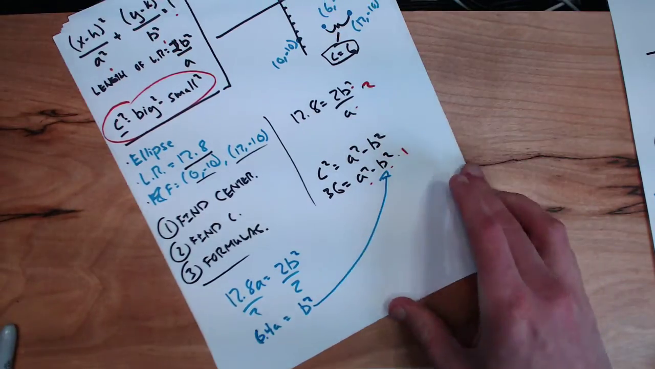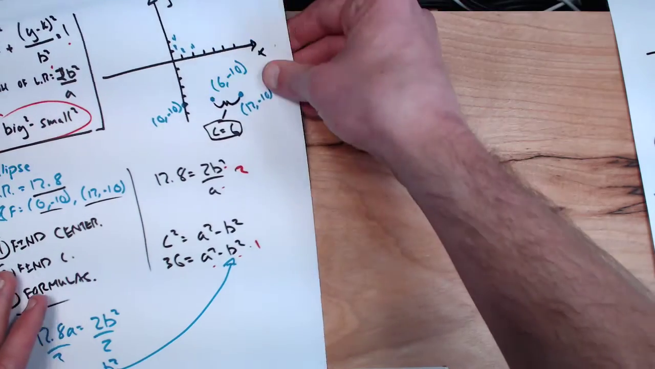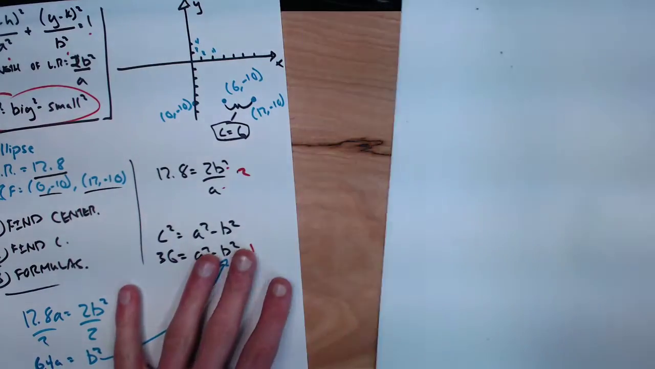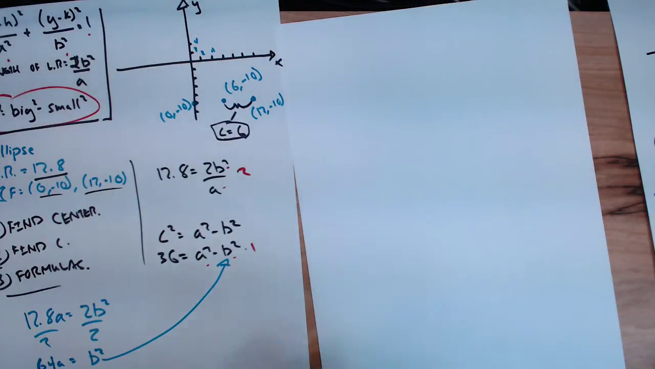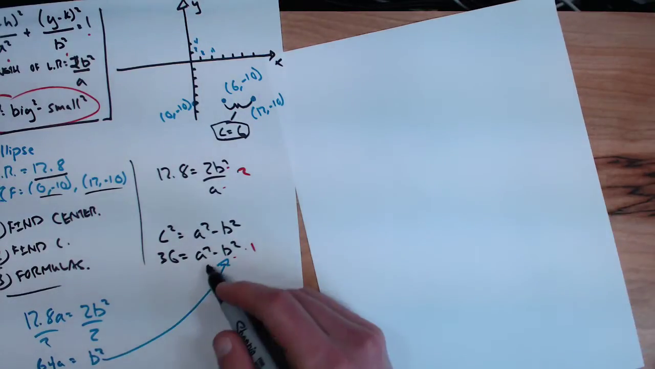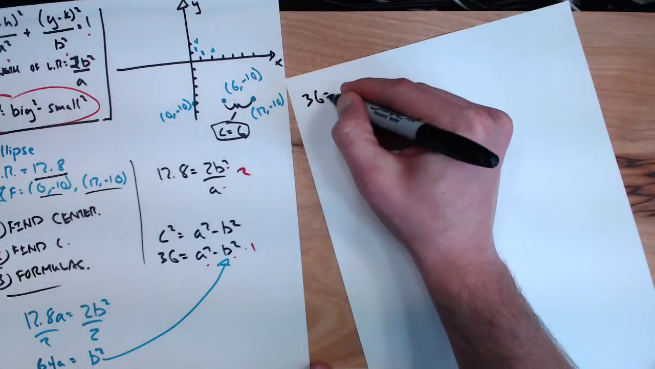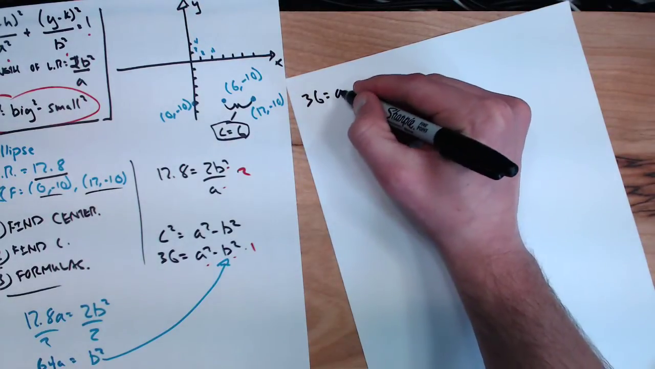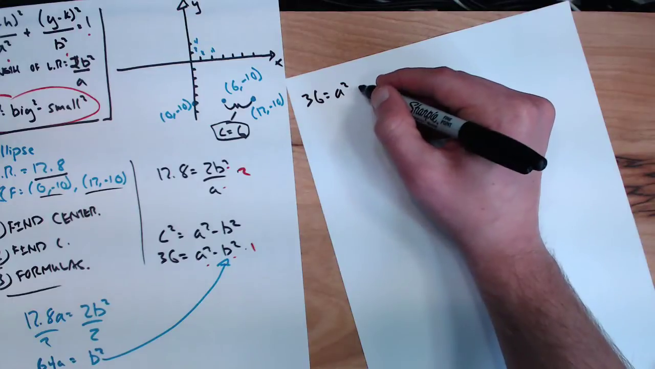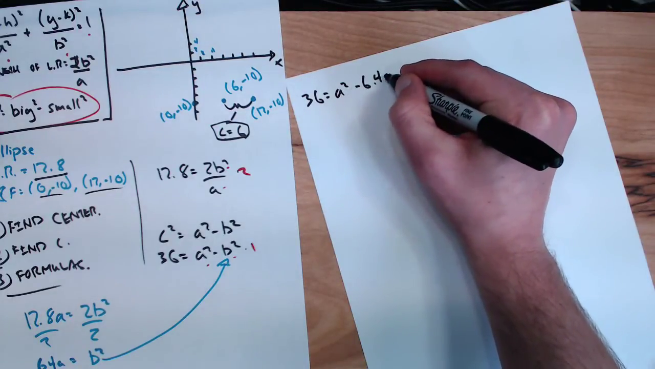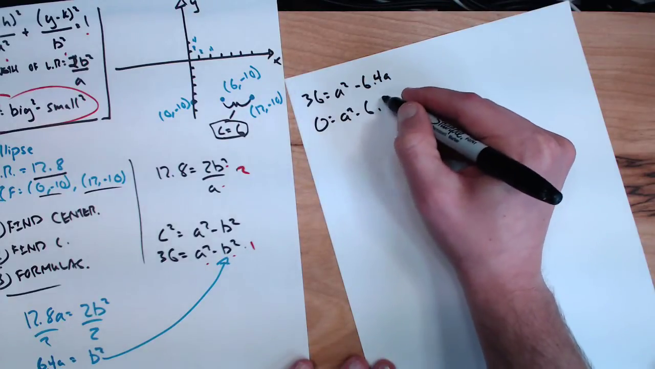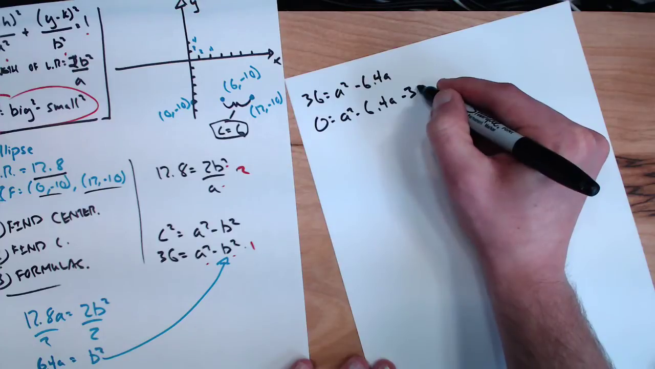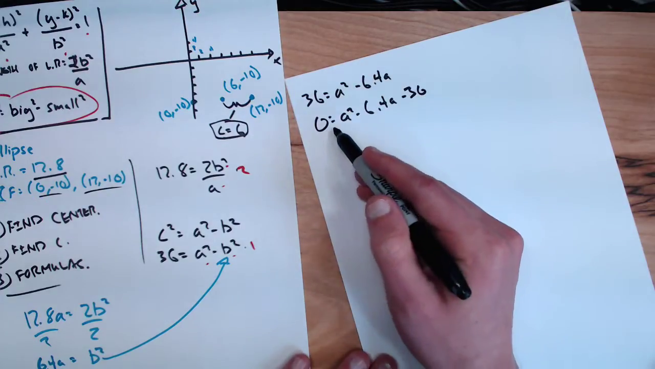All right, and I'll grab a new piece of paper to work on that with. So here's some more paper. Okay, so let's grab it at this point. So I have 36 equals a squared, and I'm going to plug in 6.4a, so minus 6.4a. There we go. And now I have 0 equals a squared minus 6.4a minus 36. So I solved this equation, or I put one side equal to 0.